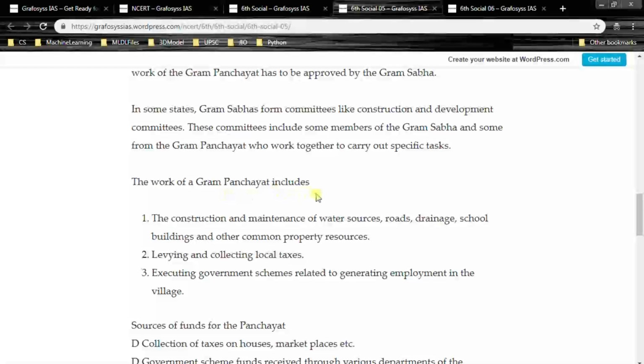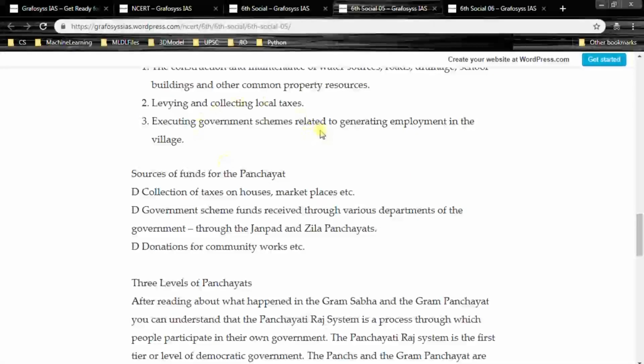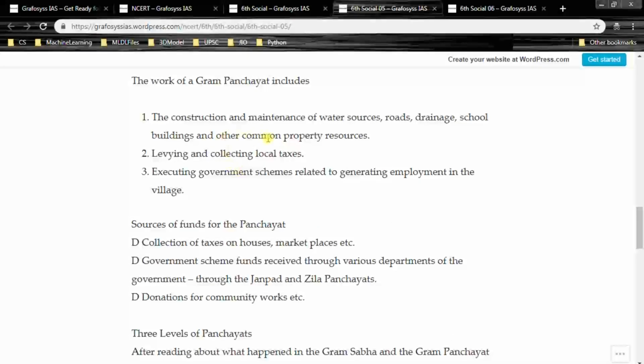The work of a Gram Panchayat includes the construction and maintenance of water sources, roads, drainage, school buildings and other common property resources, levying and collecting local taxes, executing government schemes related to generating employment in the village. So these are the tasks: construction and maintenance of water resources, levying and collecting local taxes, and executing government schemes to generate employment and all. So there are many tasks, many works that come under the Gram Panchayat.